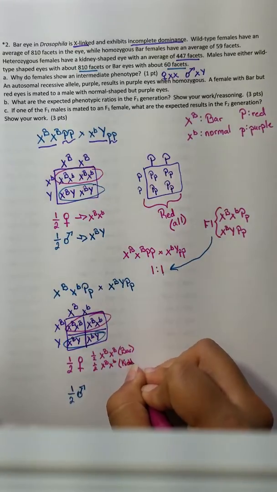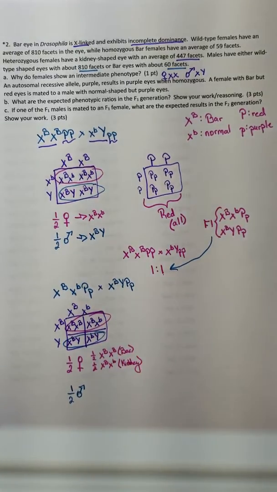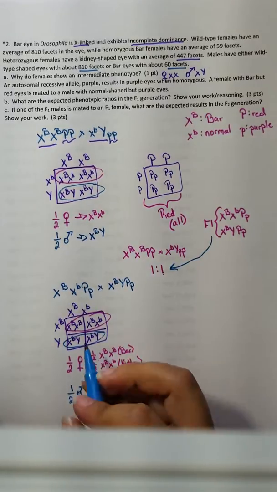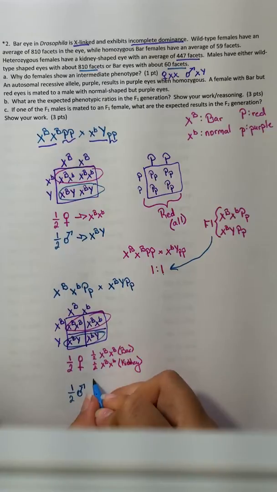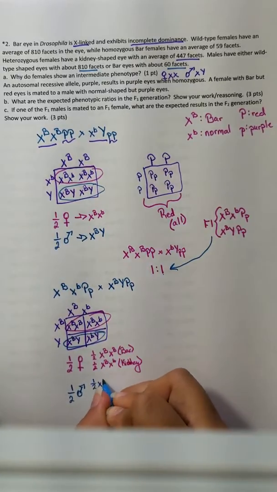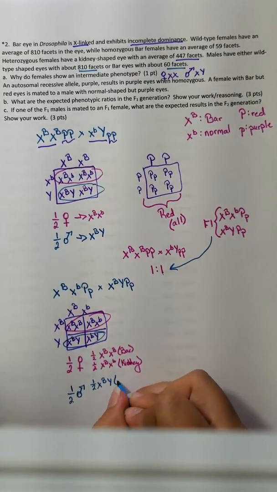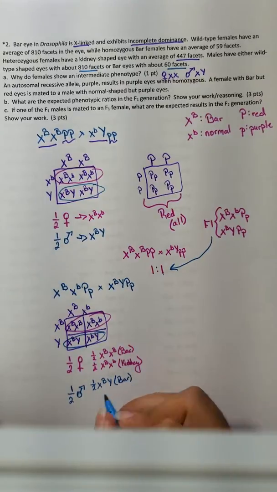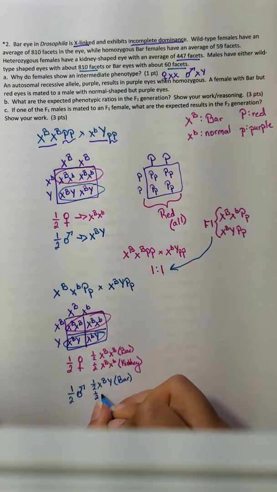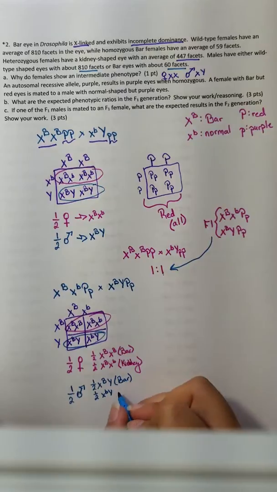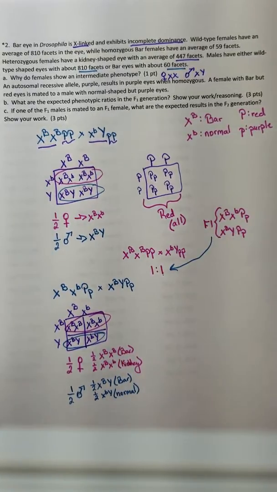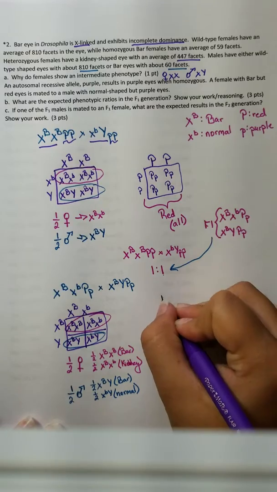Oops. Kidney. For your males, your male population, half of those will be bar, and the other half of your males will be the normal wild type. Okay? Now we're going to do the cross for the color of the eye. One more time.